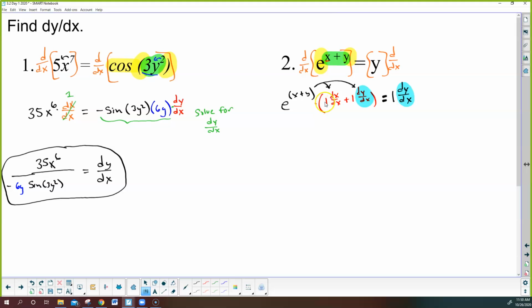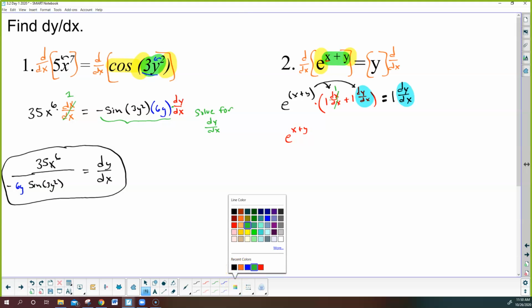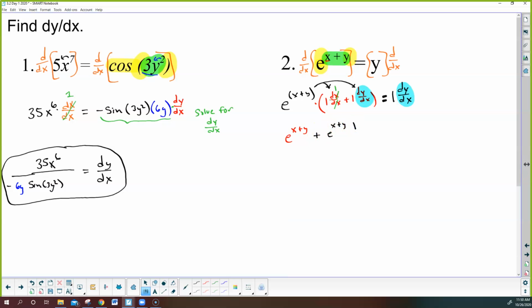So I'm going to times, let's see if I can get my colors correctly. So e to the x plus y times 1 is just e to the x plus y. That's the first arrow. Now notice, I don't have to write dx, dx is 1, so this whole thing is 1 times 1 or 1, and that's why I get this first piece. And then I'm going to do e to the x plus y times 1 dy dx. I might just put that whole thing in parentheses. And we usually don't write a 1 out in front, although you could. So that's the first step.